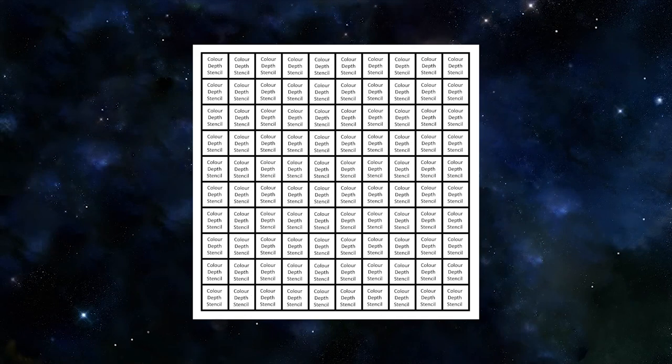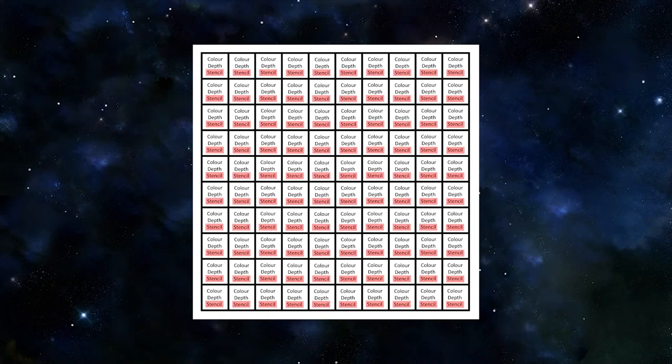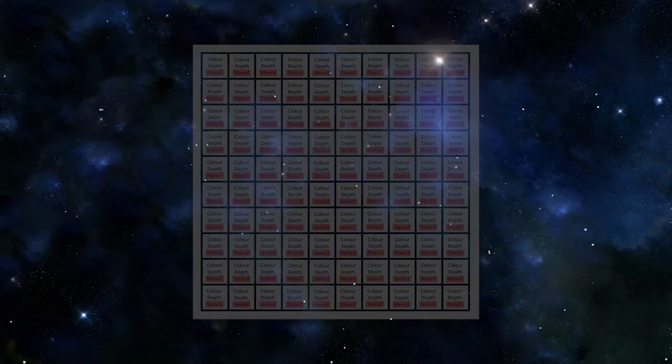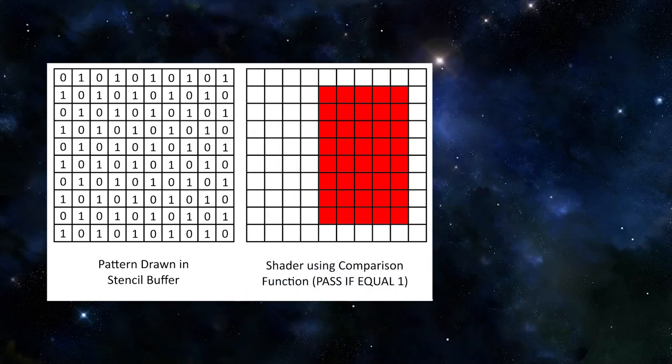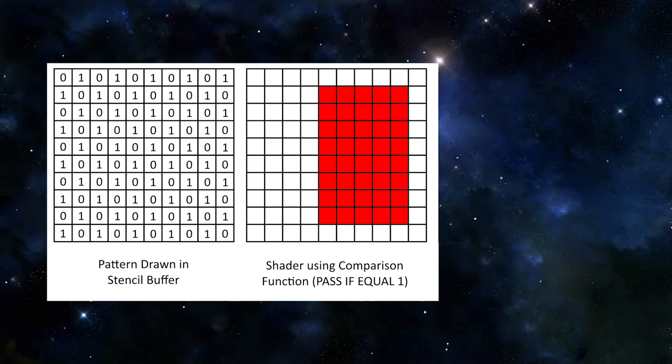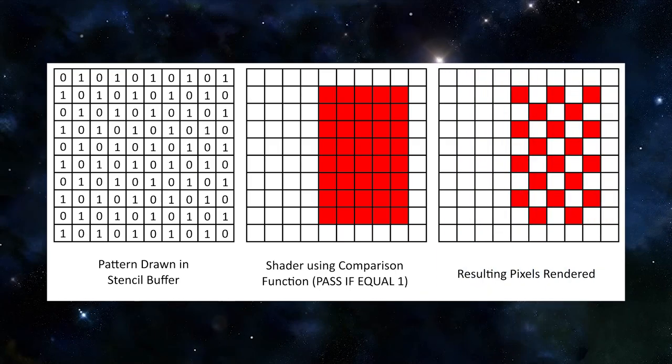Let's say our screen's resolution is 10x10 pixels. In modern graphics hardware, for each of these 100 pixels, they would have color, depth, and stencil buffers. The stencil buffer in particular stores an 8-bit number, that is, a number between 0 and 255. Now, let's assume the stencil buffer for these 100 pixels was the following. By using a custom shader for each material, which compares against the stencil buffer, we can then specify which pixels we actually want to render.